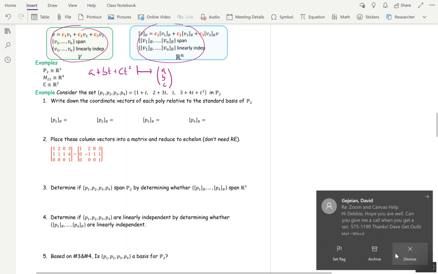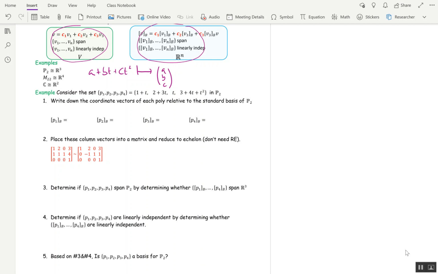Consider the set P1, P2, P3, P4. So that's 4 polynomials. And we want to write down the coordinate vector for each polynomial relative to the standard basis of P2, which is 1, t, and t squared.